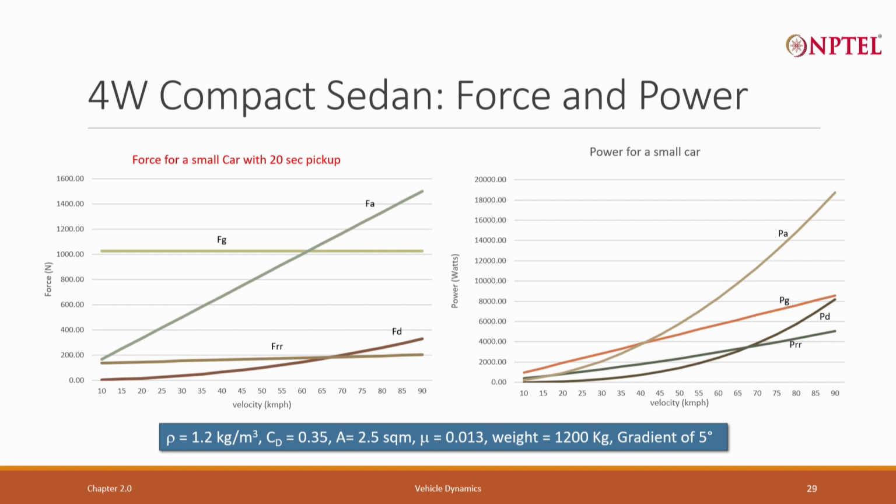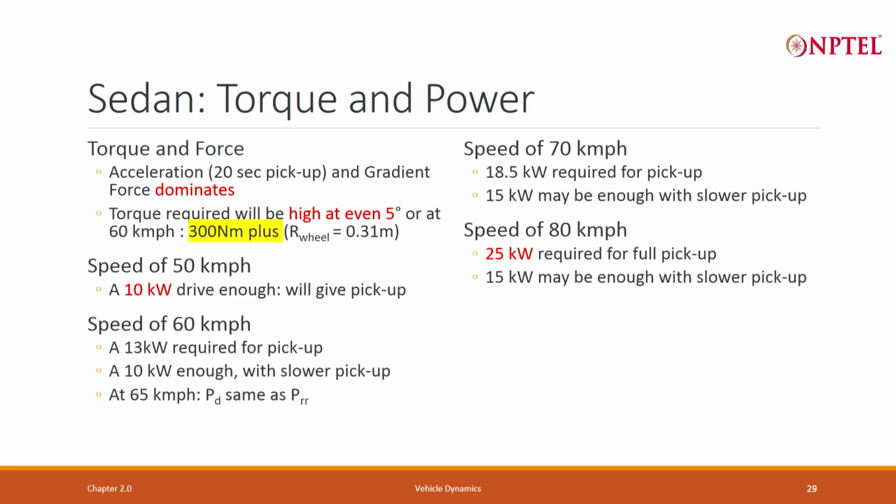At 80 kilometer per hour, you suddenly require almost 15 for acceleration plus drag and rolling resistance, so you require a 25 kilowatt motor. 15 kilowatt may be enough if you are not willing to have very fast pickup. So, the new E-Verito has about 25 kilowatt motors. It all comes from these numbers.